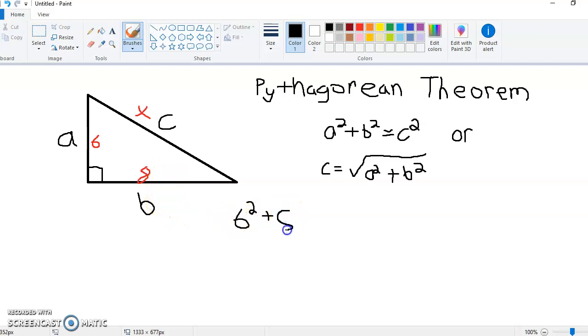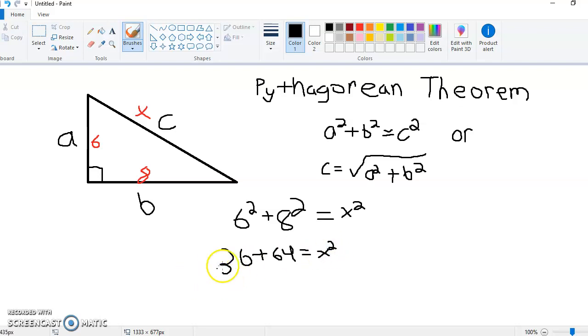so we take 8 squared, and we know that that has to equal x squared for c. Now, 6 squared becomes 36 plus 8 squared, which becomes 64, equals, we'll drop our x squared down.